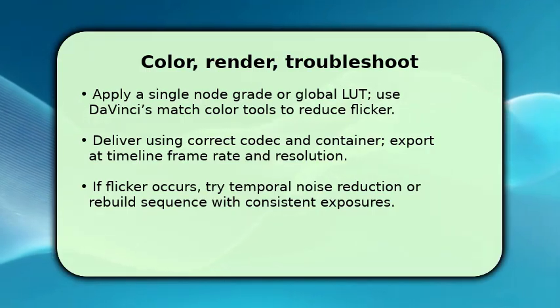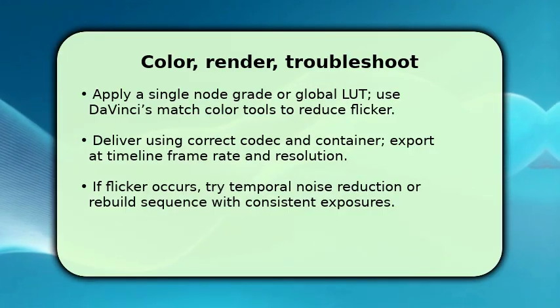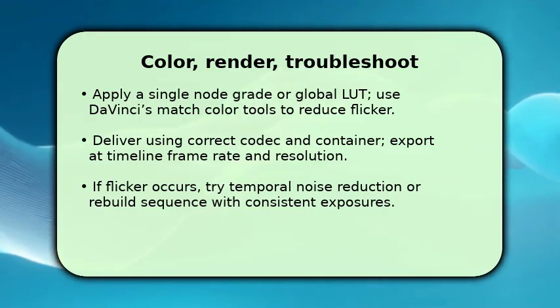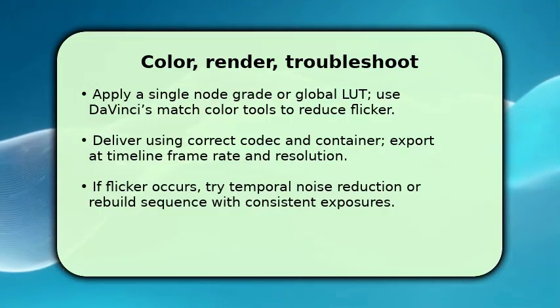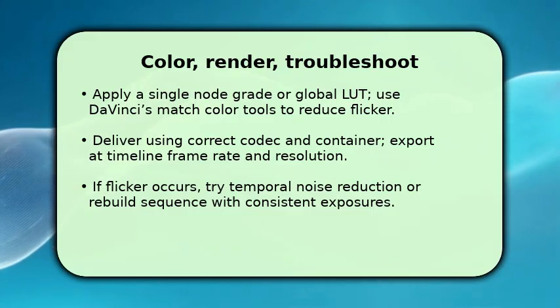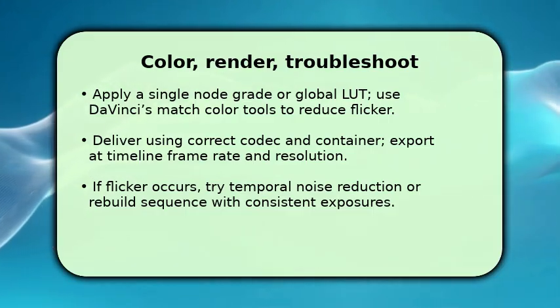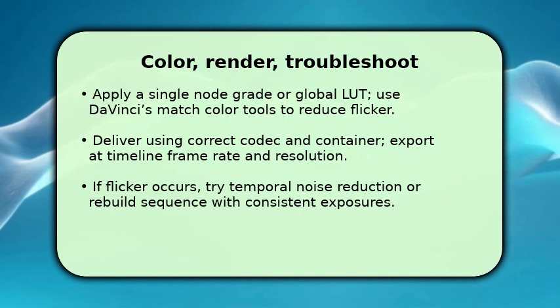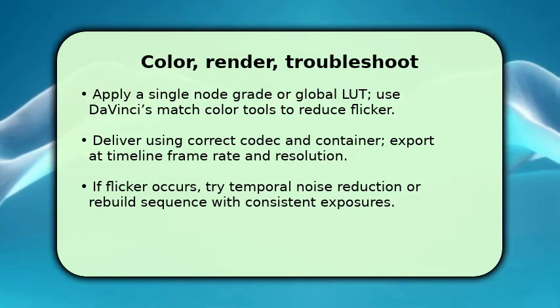You finish by stabilizing color, rendering, and handling problems if they appear. First, apply consistent color grading using a single node or global LUT. Use the color match and waveform scopes to eliminate flicker. Then deliver using a lossless or high bitrate codec at the project frame rate and resolution to preserve frame clarity. If you see flicker or jitter, make sure exposures were constant. Try temporal noise reduction sparingly, or rebuild the sequence with fixed camera settings. Those fixes usually resolve most stop-motion issues.